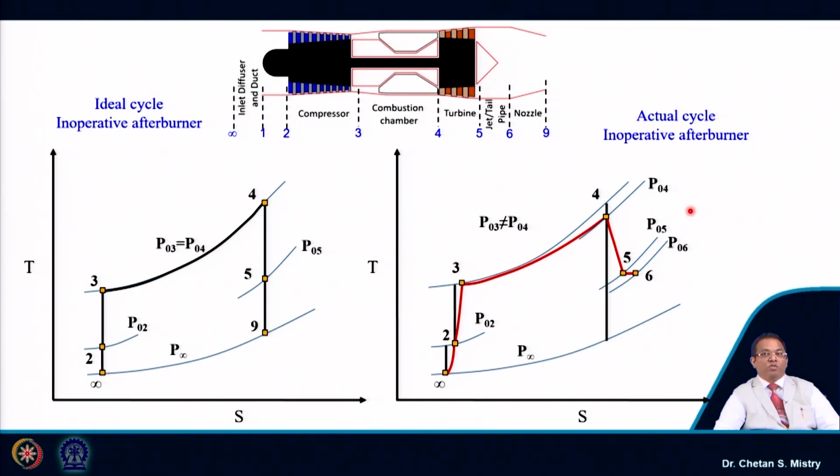And here my temperature remains constant. Now from 6 to 9, this represents my expansion process happening inside the nozzle, and in actual conditions we know my exit temperature from the nozzle will be higher than the ideal temperature. This is because of my actual cycle. So you can clearly differentiate my ideal cycle and actual cycle.